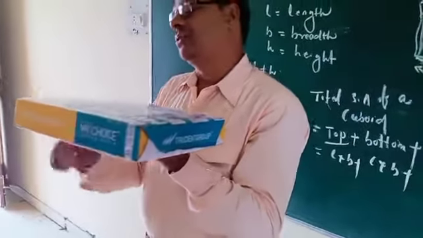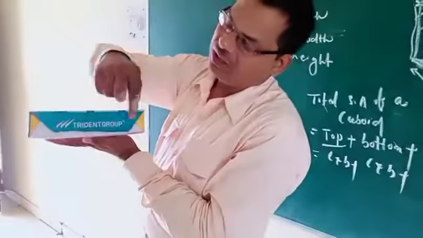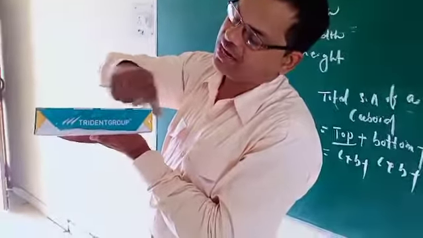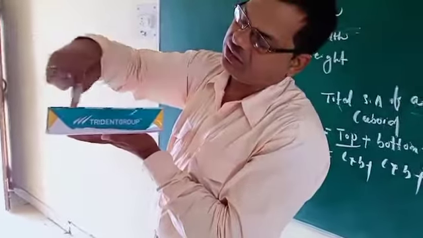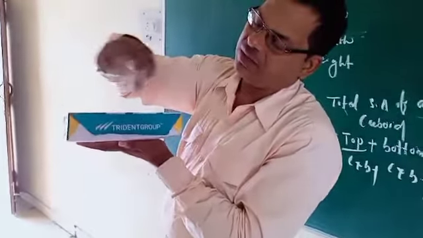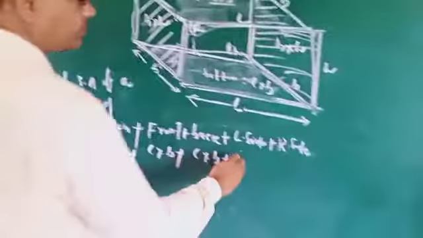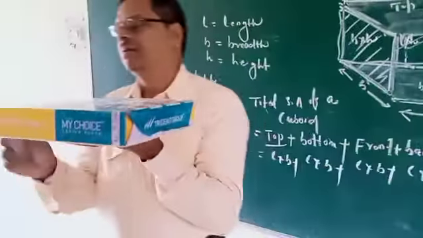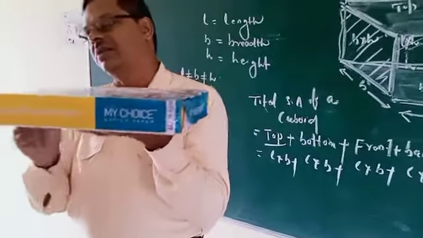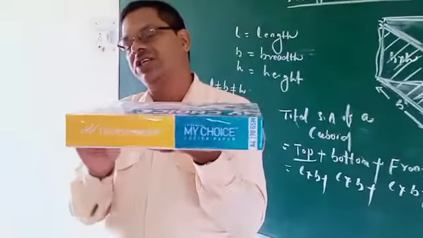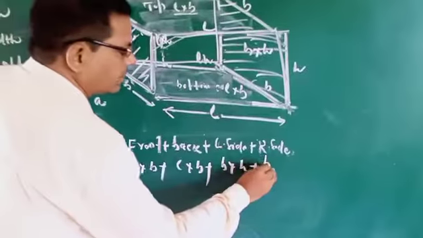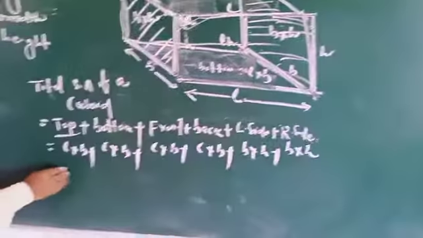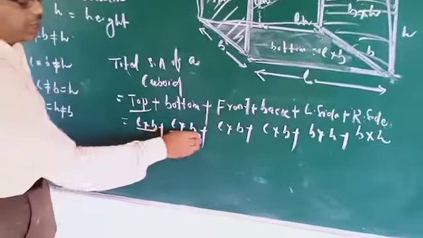Yes or no? So my left side, this is B, breadth, and this is the height. So B into H plus right side, my right side, your left side. This is your B and this is H. B into H. So this is coming B into H, equal to L into B, L into B.